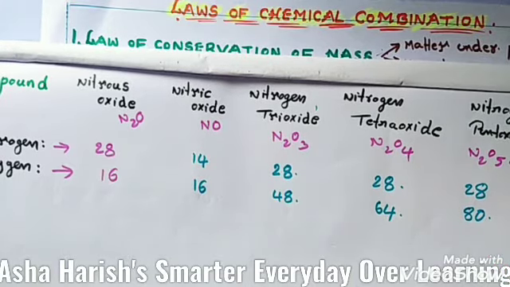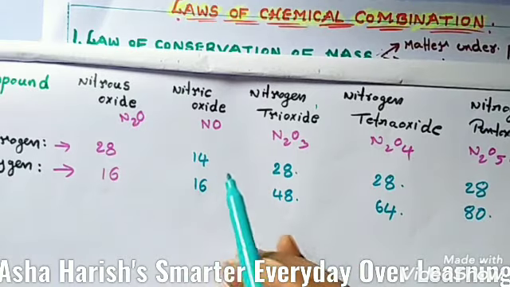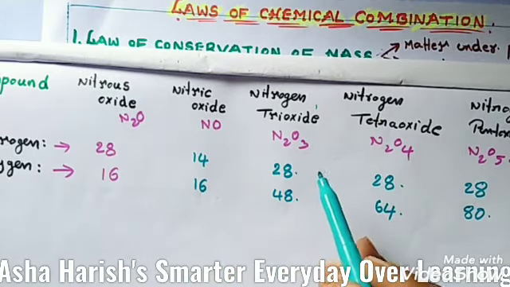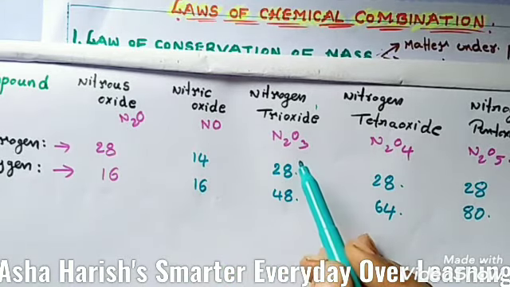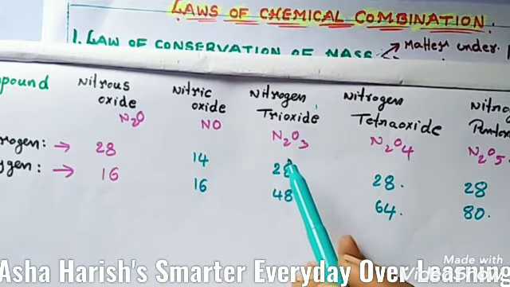This is about the masses of nitrogen and oxygen which combine with one another. These two elements combine, and these are the compounds we get.